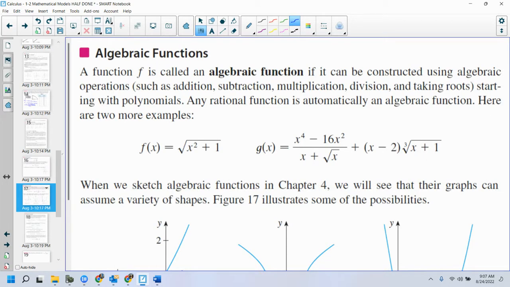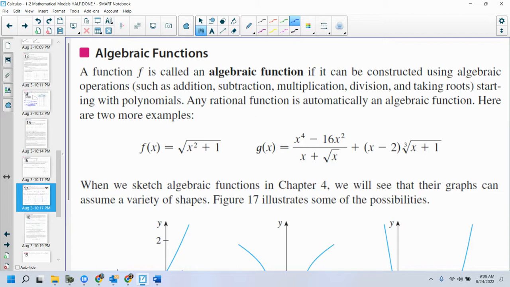And then we have this idea. Did I skip trigonometric? Oh, I guess it does algebraic before trigonometric. Doesn't matter. Algebraic. Now this is kind of a weird one. It's kind of a catch-all. It's saying if you have a combination of any of these things, you can call it what's known as an algebraic function. A function f is called algebraic if it can be constructed using algebraic operations with other types of functions. So if you have addition, subtraction, multiplication, division, or taking roots of different types of functions, then you could call it an algebraic function.